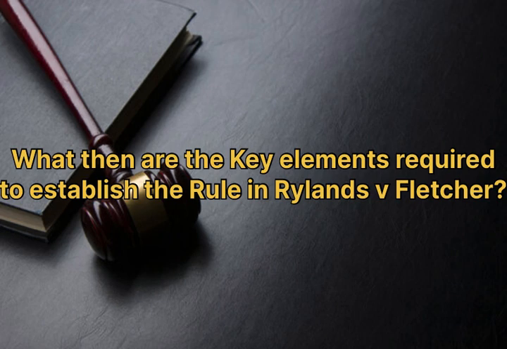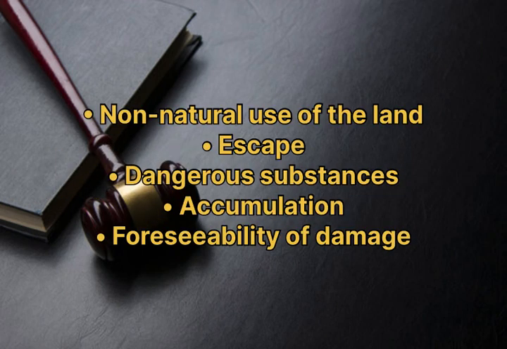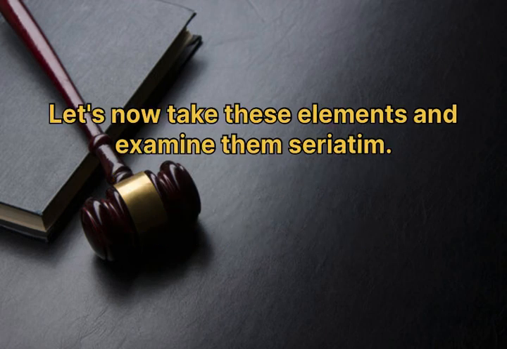What then are the key elements required to establish the rule in Rylands and Fletcher? For the plaintiffs to successfully apply the rule in Rylands and Fletcher, they must prove the following 5 elements. 1. Non-natural use of land. 2. Escape. 3. Dangerous substances. 4. Accumulation. And 5. Foreseeability of damage. Let's now take these elements and examine them seriatim.